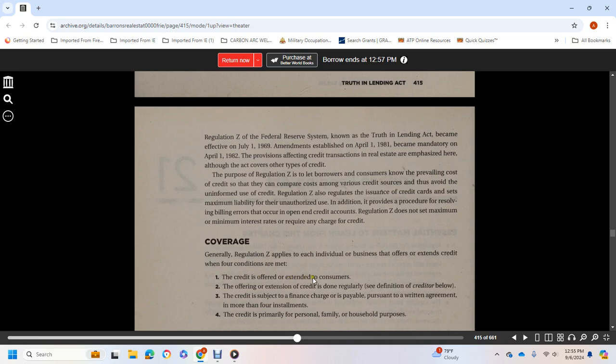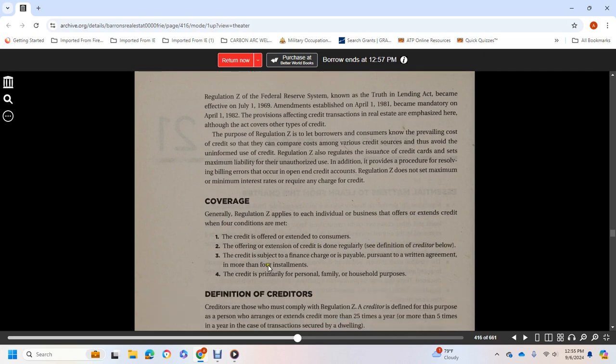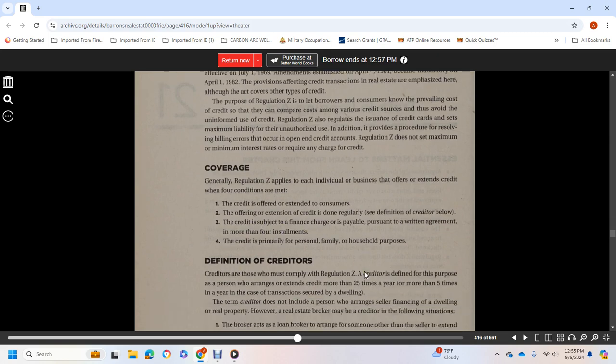1. The credit is offered and extended to the consumer. 2. Offering and extending credit is done regularly. See the definition of creditor below. 3. The credit is subject to a financing charge or payable under a written agreement if it is more than 4 installments. 4. The credit is primarily for personal, family, or household purposes.